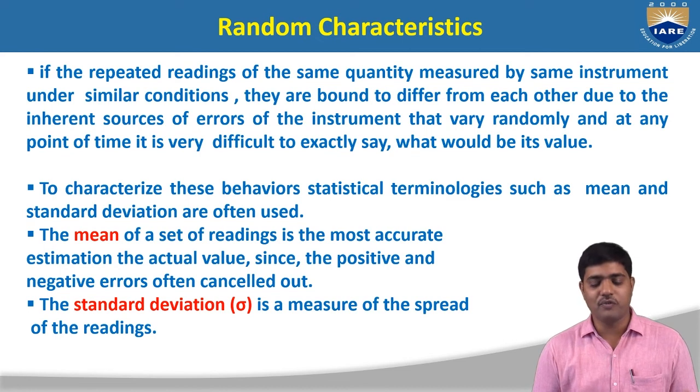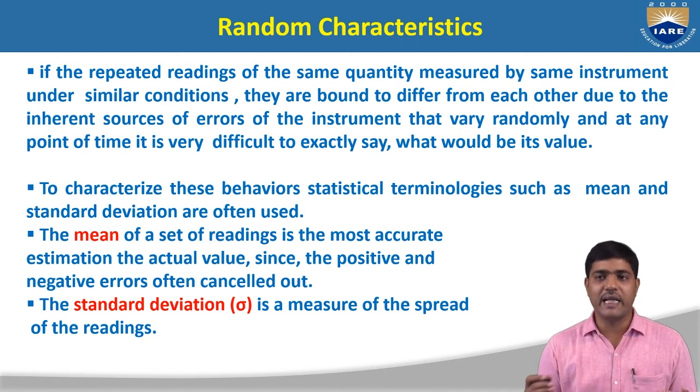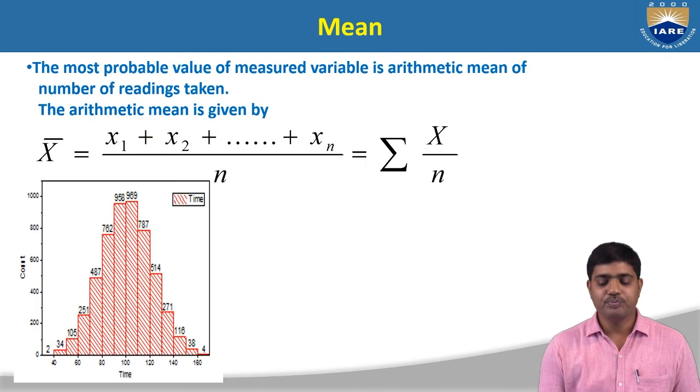So the mean of a set of readings is the most accurate estimation of the actual value. Why? Because if you calculate the mean, you add all the values. Some values are positive, some values are negative, and those are going to cancel each other. So this is one of the more appropriate ways to find the actual value. And also the standard deviation is a measure of the spread of the readings.